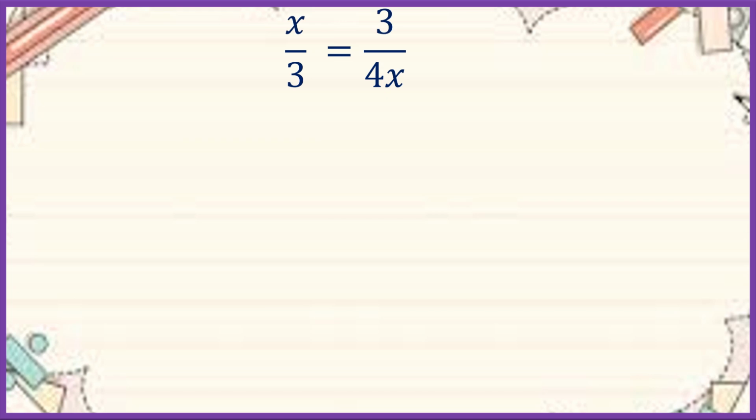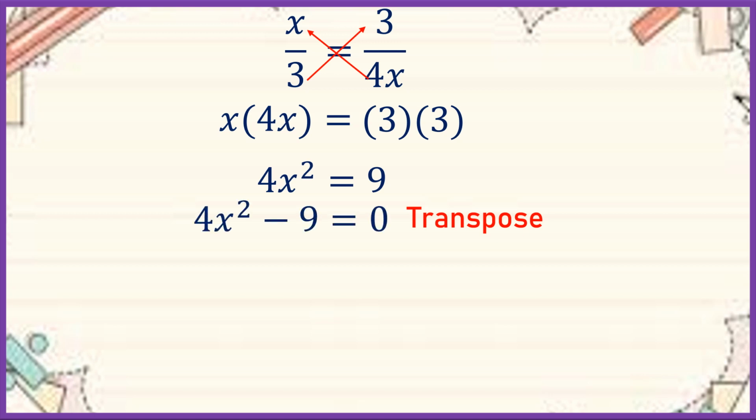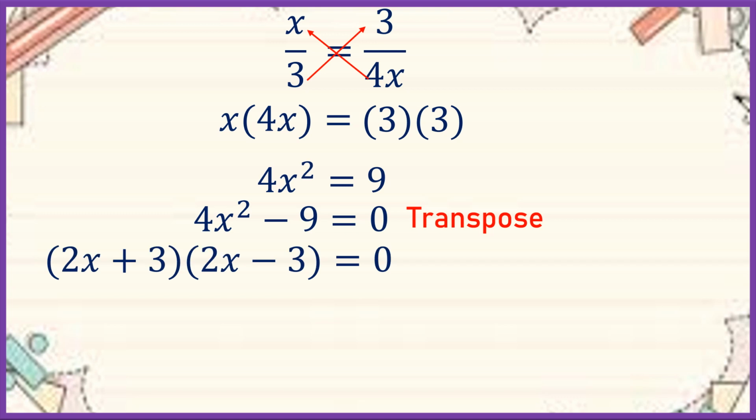Now let us have another one. x over 3 is equal to 3 over 4x. So here, we are going to multiply x times 4x and then 3 times 3. x times 4x is equal to 4x squared. 3 times 3 is equal to 9. Then transpose 9 to the other side. We get 4x squared minus 9 is equal to 0.